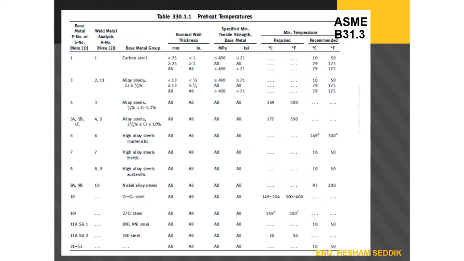This slide explains the preheat temperature we use in our WPS. Our figure or table is explained by the group number on the left side, and weld metal and the base metal group. For example, the first one, P number 1, weld metal A number 1, base metal group carbon steel. Next column, the wall thickness of our piping, and the minimum tensile strength, and we need to check both the metal thickness and the tensile strength. Finally, the minimum temperature for preheat as required or recommended.